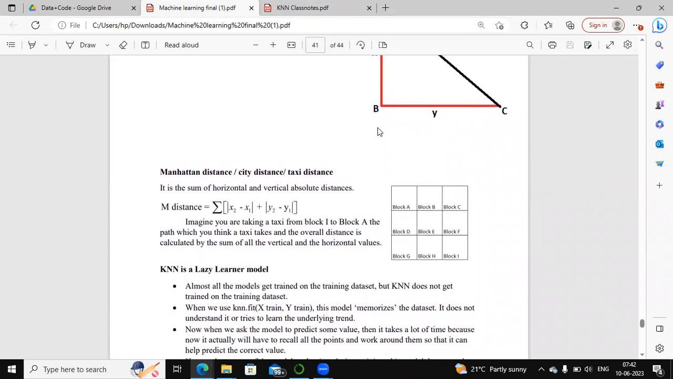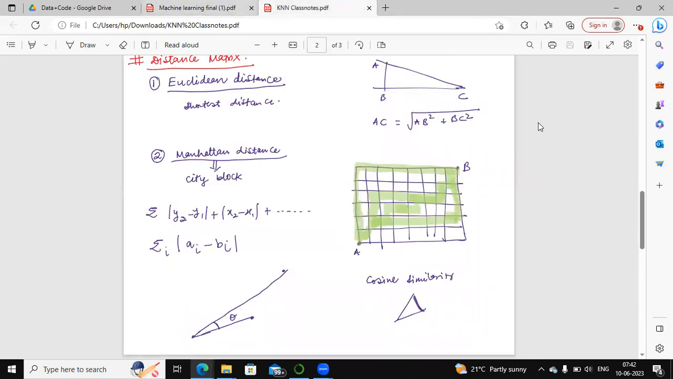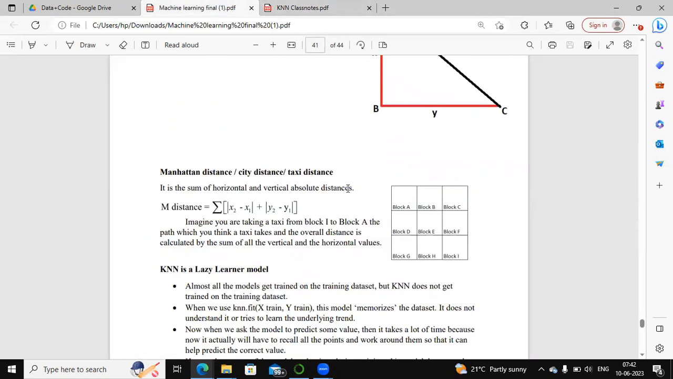Manhattan distance, I have already told you. It's like a city block. It is a sum of horizontal and vertical absolute distances. So from block C to G, we'll go from block C to I, which is vertical distance, and then from block I to G, which is horizontal distance.